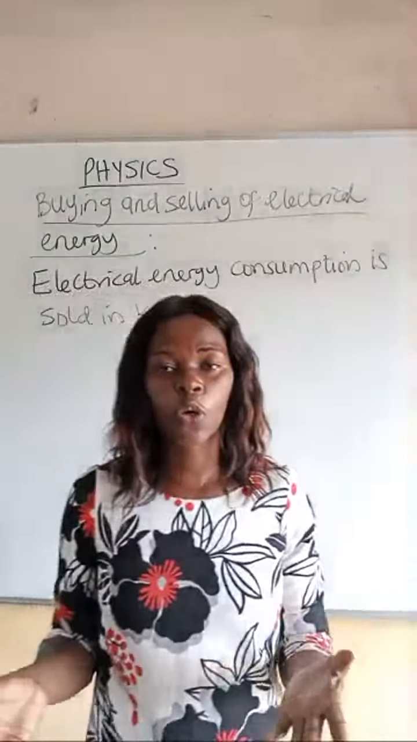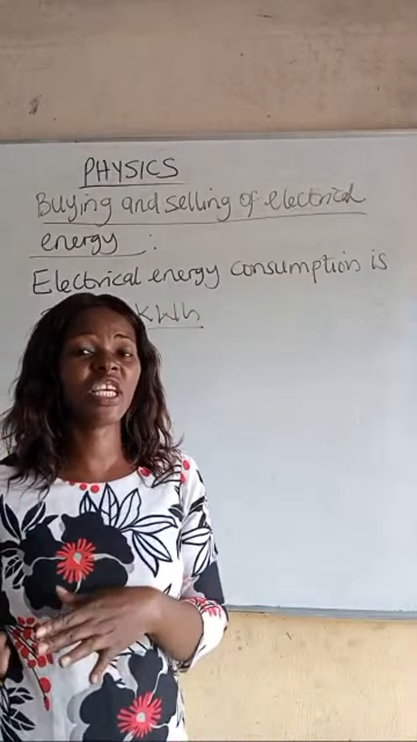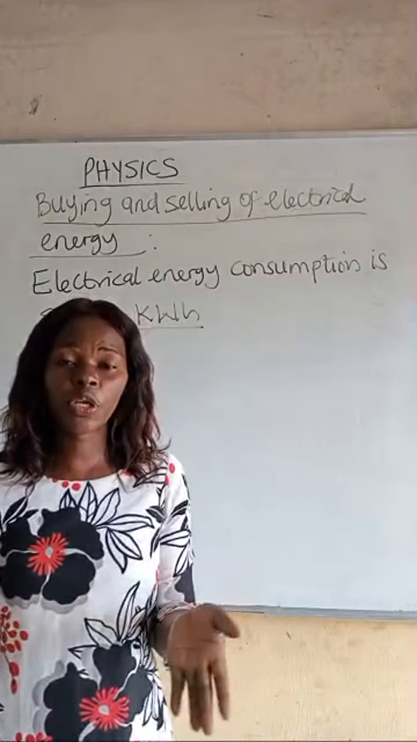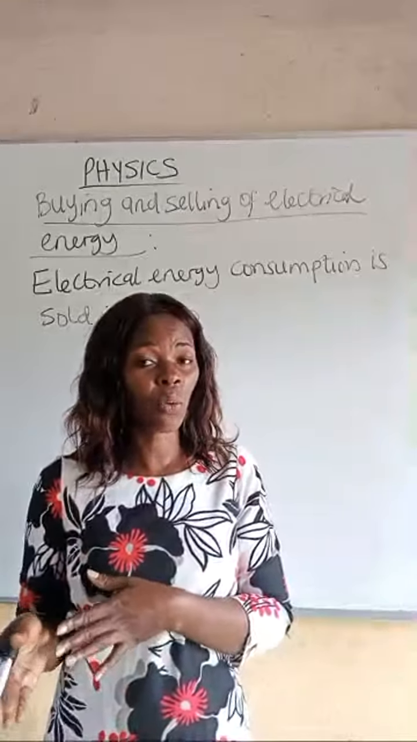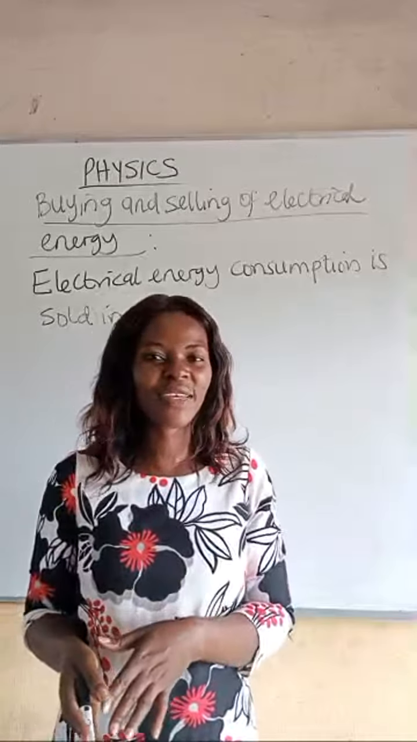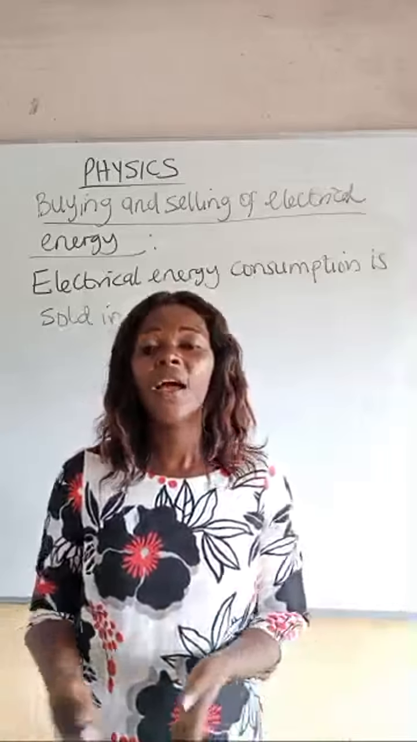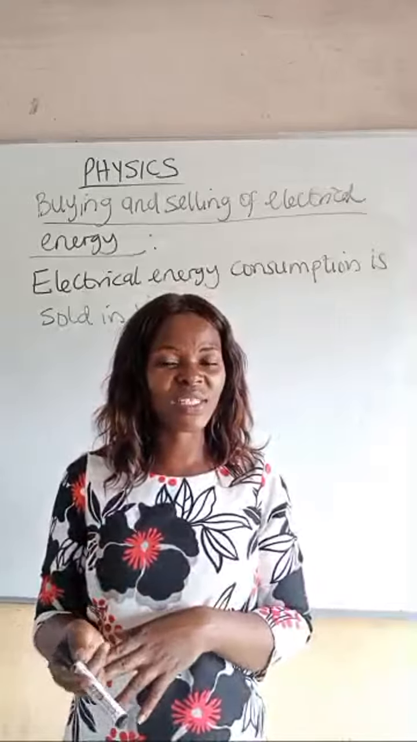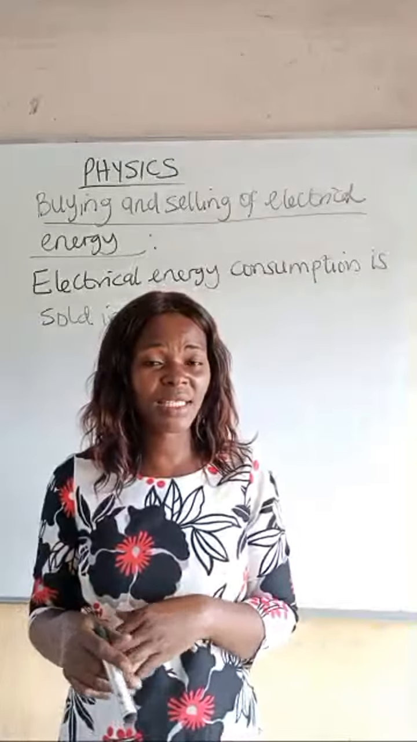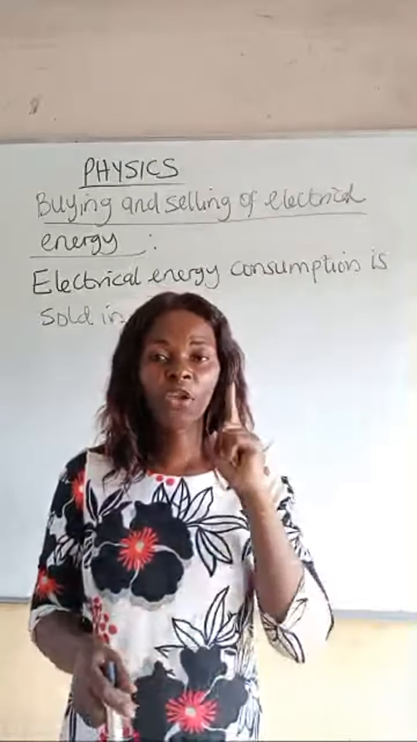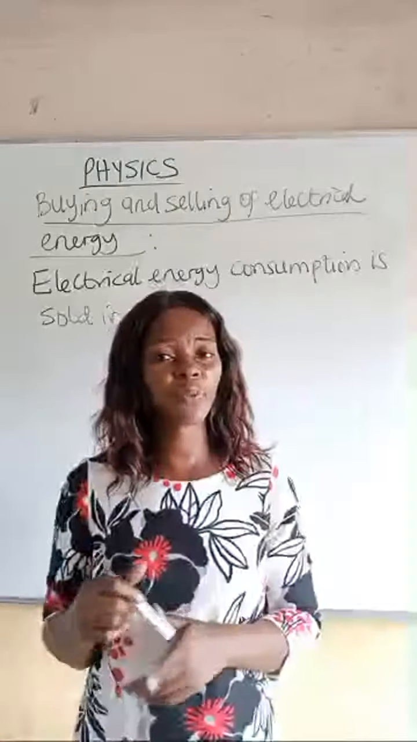Kilowatt hour means that the power is in kilowatts. I've already told you that if you want to convert from kilowatt to watt, you multiply by 1000. But if power is given in watts and we expect it in kilowatts, we divide by 1000. A unit will be given, and 1 unit is measured in kilowatt hour. Let's see how we can attempt a problem on this.